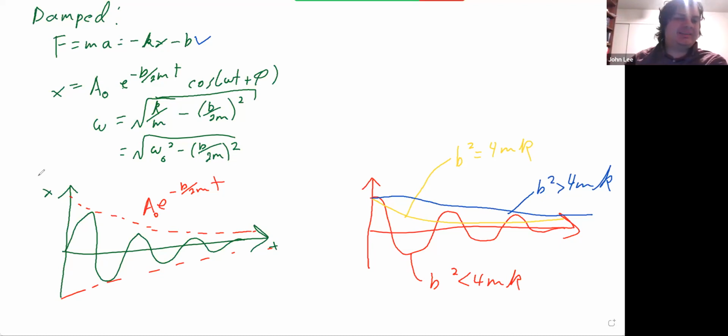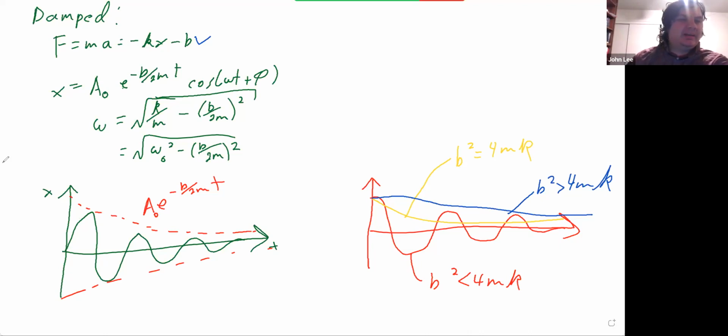This is a much more physical reality than you see in simple harmonic motion, but generally b squared is going to be much less than 4mk, so you don't see this that much. You're not going to see the damping too much, but it is physically what's happening.